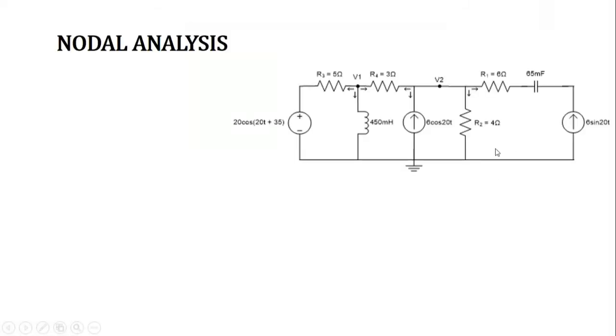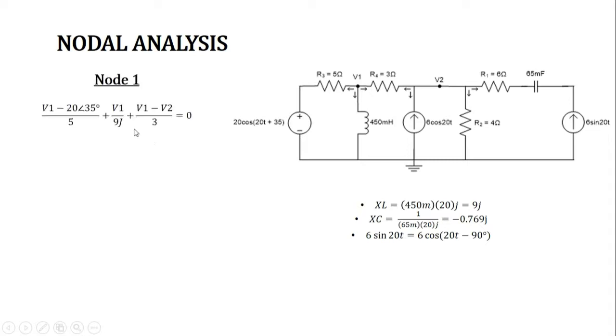Hello, my name is Mohammed Isfahan. Today I want to show you how to solve this circuit by using nodal analysis. We have to find the current and voltage at R4. So firstly, we calculate XL, XC and standardize all the supplies. For node 1: V1 minus 20 angle 35 degrees over 5, plus V1 over 9j, plus V1 minus V2 over 3 equals 0.